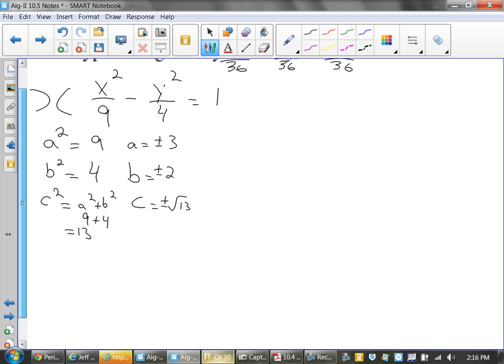From that information right there, you can do everything. So we just start by making a quick grid. Since this is moving left and right, I put my A values in first.